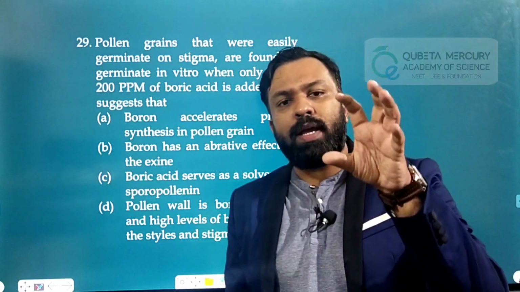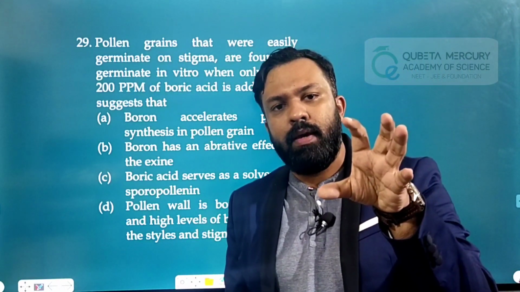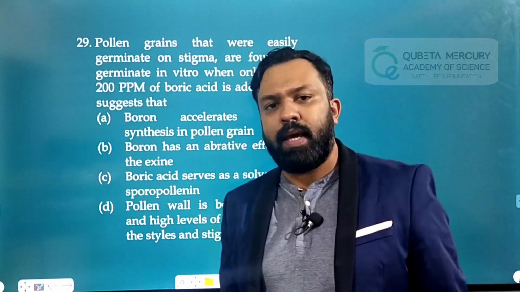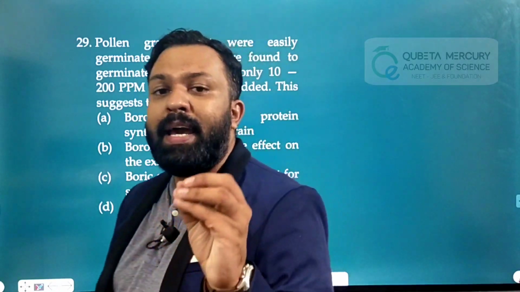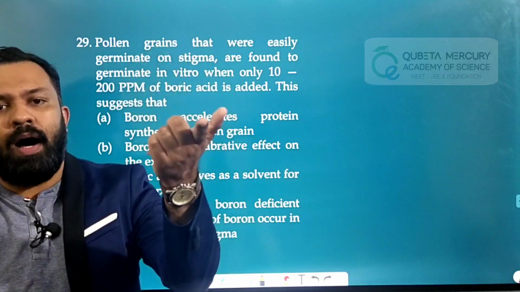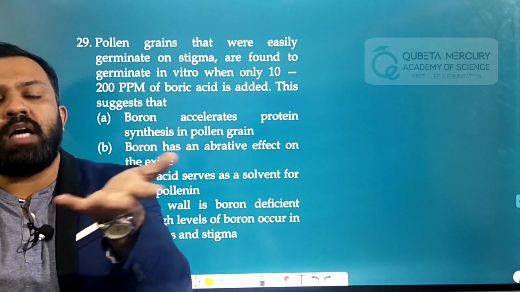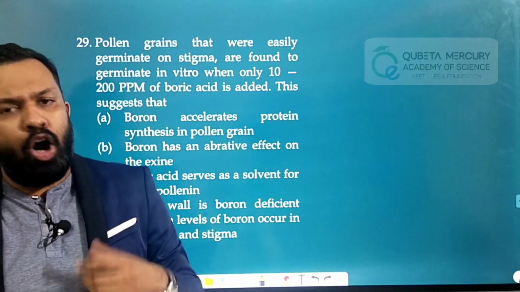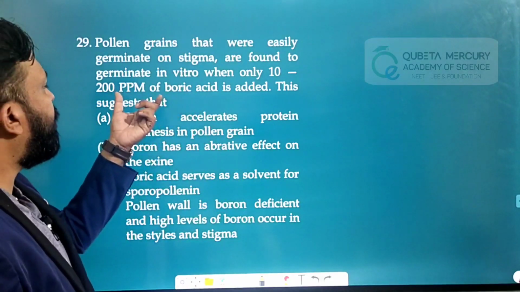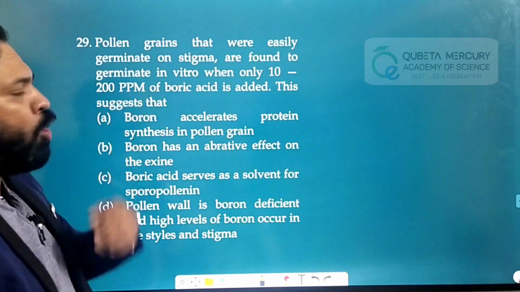While keeping the pollen grains as such in the laboratory, the pollen germination will not be seen. But by keeping the pollen grains on the stigma, pollen germination is done in an easy manner. Or it can be induced by providing 10 to 200 ppm of boric acid.